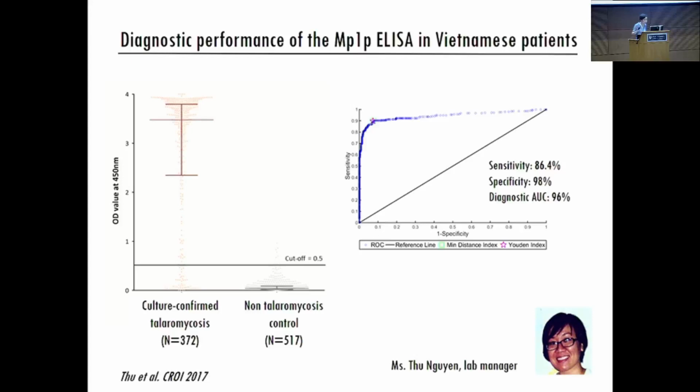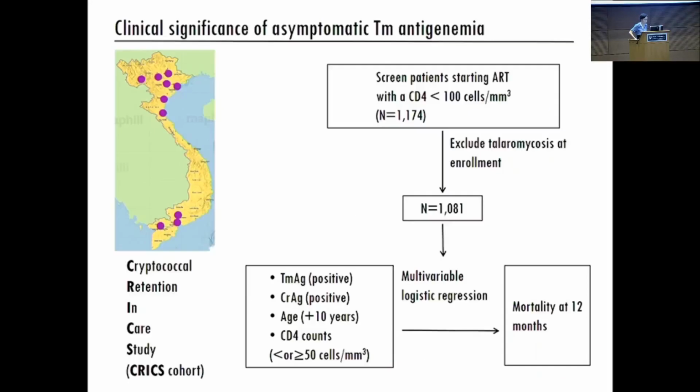Sensitivity is 86%, not perfect, but it's a lot better than blood cultures, and you can get this result in 6 hours. So it's fantastic, and specificity is 98%. This is really good news, and we need to do more prospective validation to understand the clinical utility of this test when we test it in real time in patients who come in with suspected fungal infection.